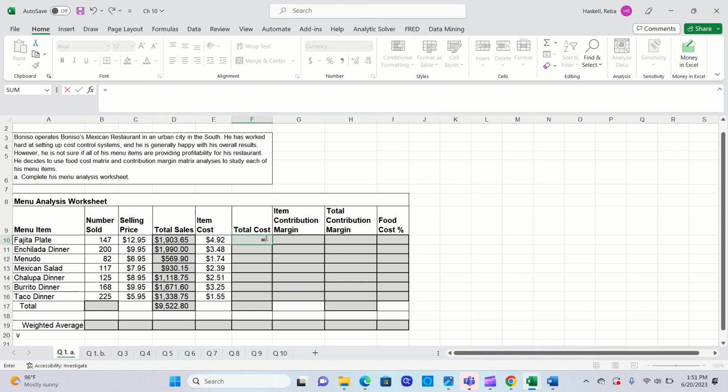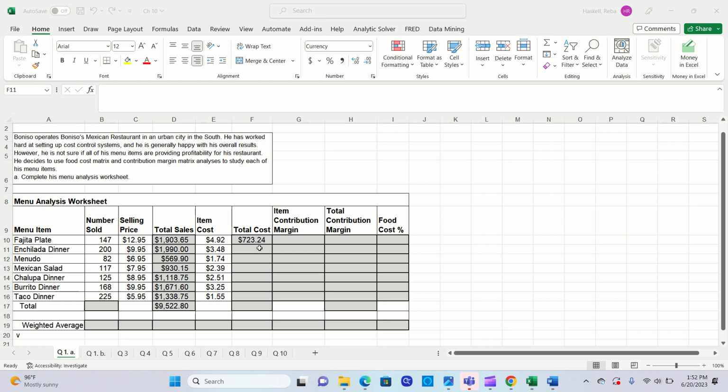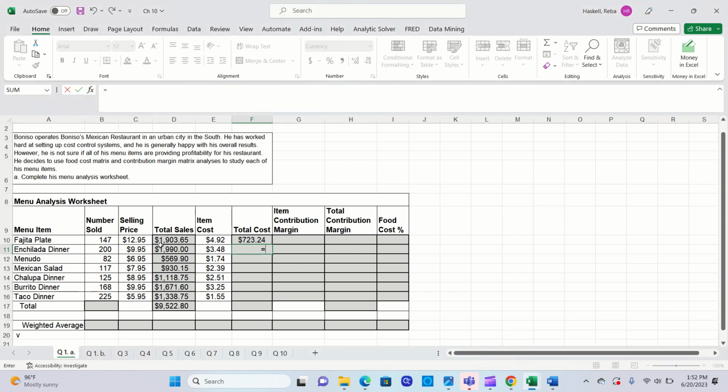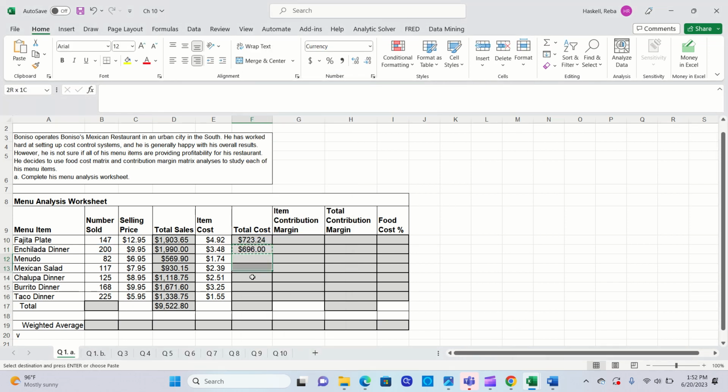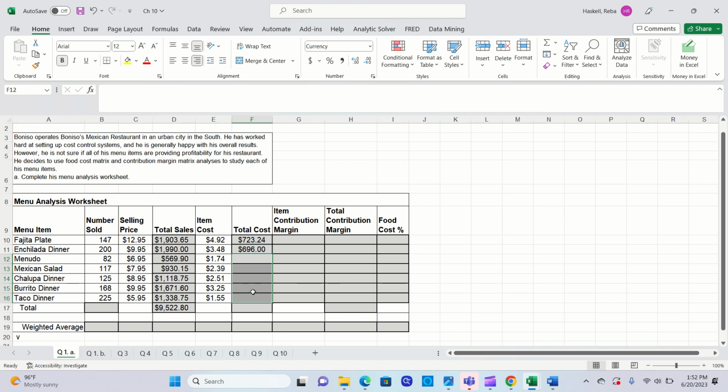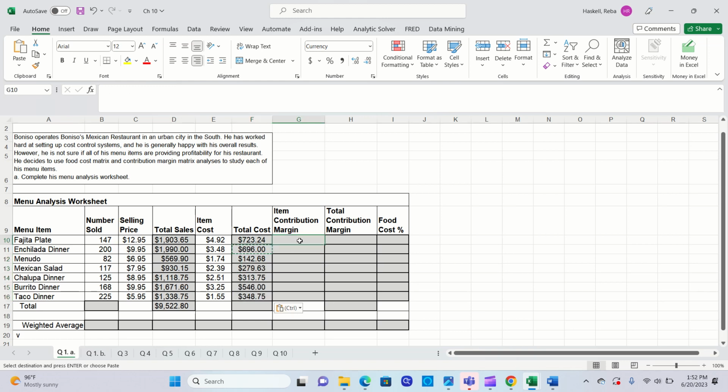So if we want to get our total cost of those items, we take our number sold and multiply it times the item cost. Again, we take the number sold and multiply that by our item cost, and again, we'll copy and paste this formula.